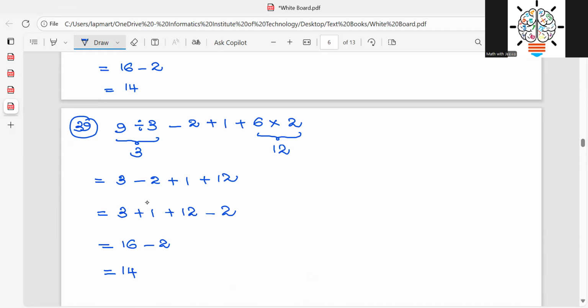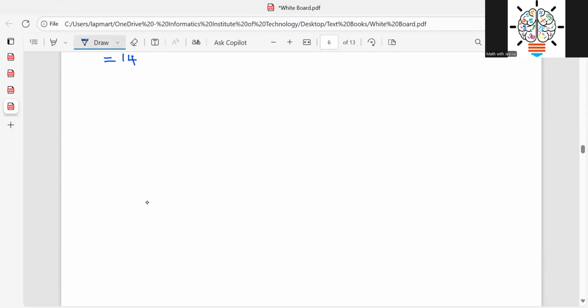Right. Always before moving to the next one, children, please double check what you have done. Right. Answer 14. It is correct. So then the question number 40, the last question.